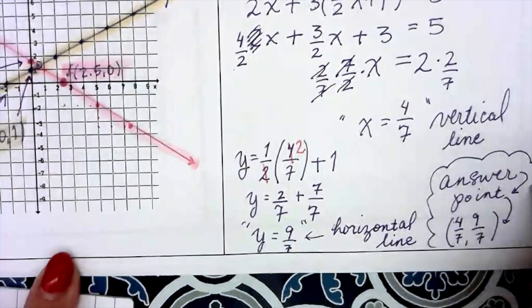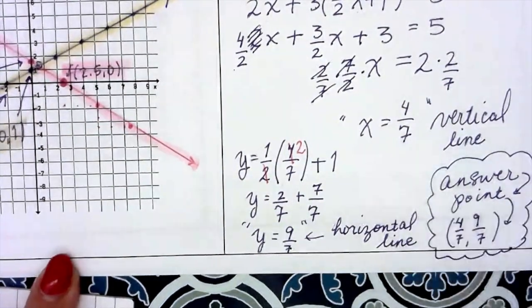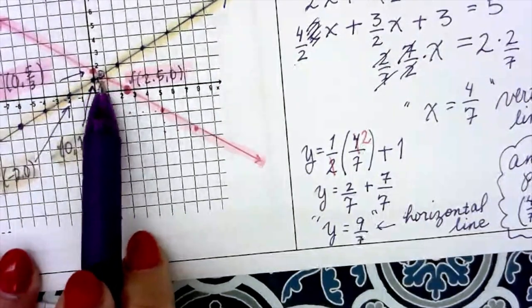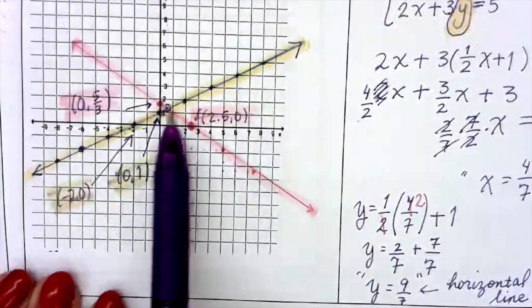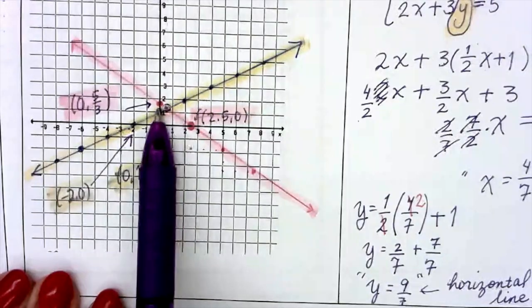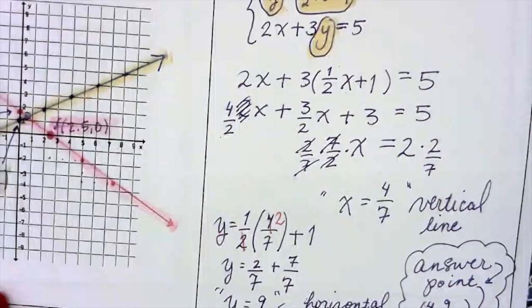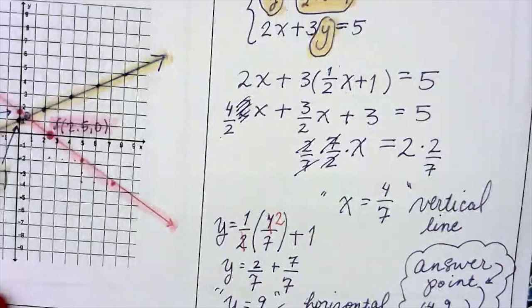That is your answer. And this is why you don't want to rely on graphing alone. Graphing alone, not that helpful when your point of intersection is not really nice integers, okay? So that was an example for you there, and hopefully that helped you out.